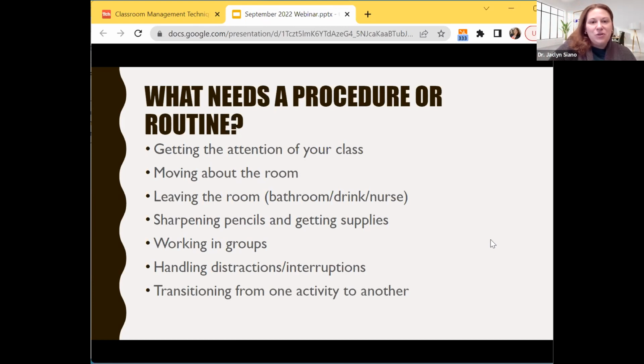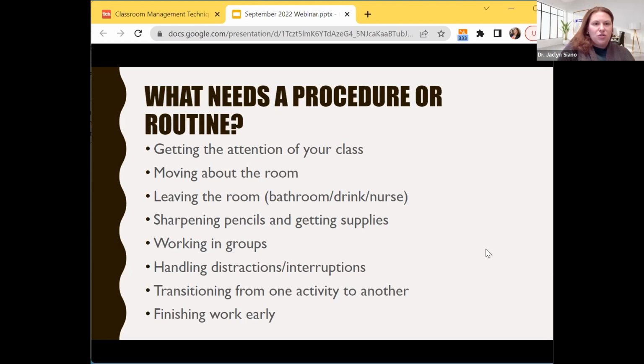Transitioning from one activity to another, going from do now to writing assignment, going from do now to centers, whatever it happens to be. And finishing work early, because we all have those students where we're working on an independent activity and they finish early. There should be some kind of routine in place, whether that is a computer program, where they can go on the laptop and open up a program like IXL, or you have journal entries or extra credit. Something should be set up ahead of time.